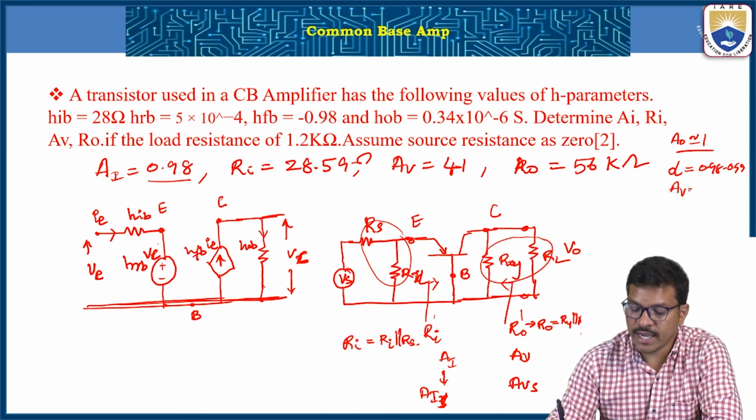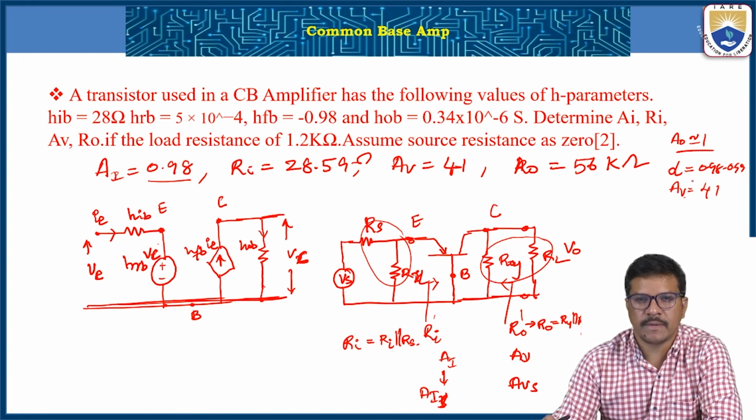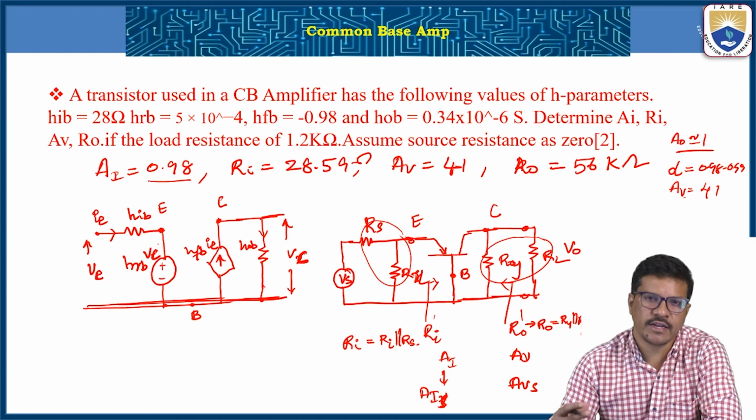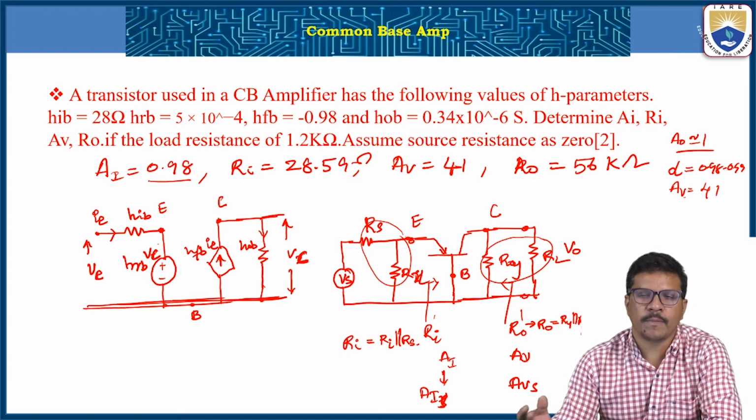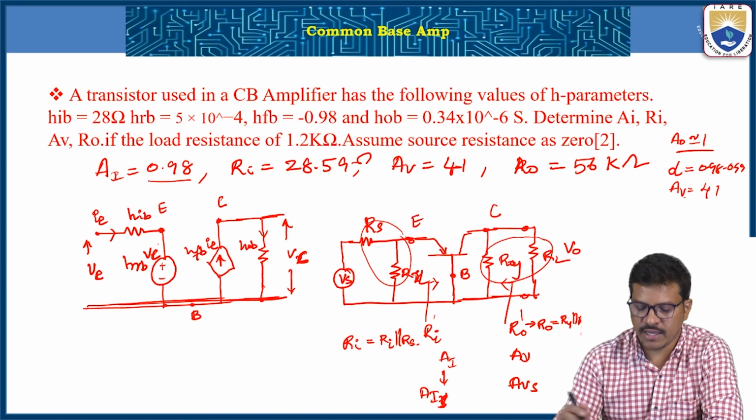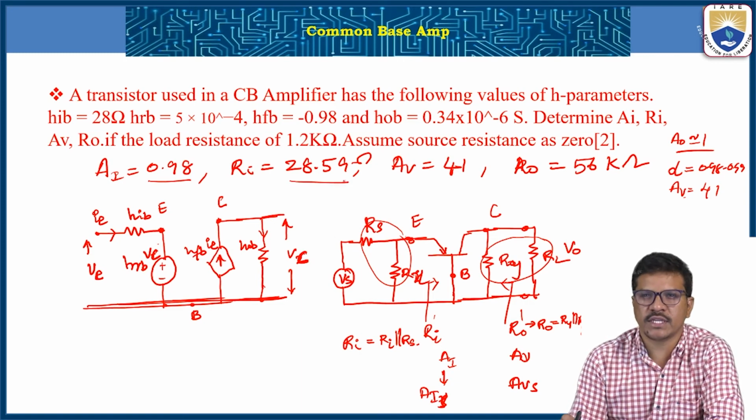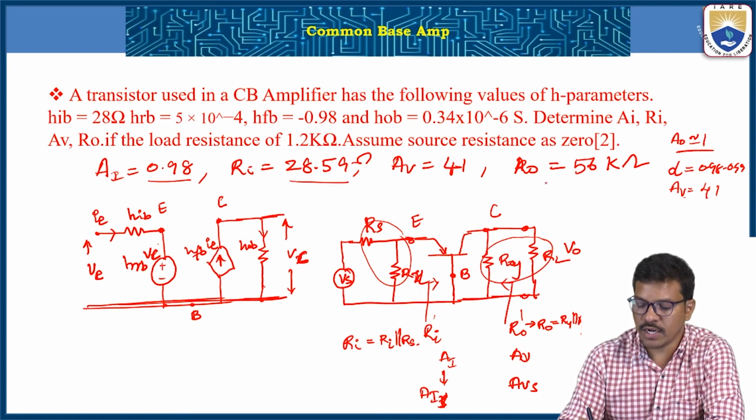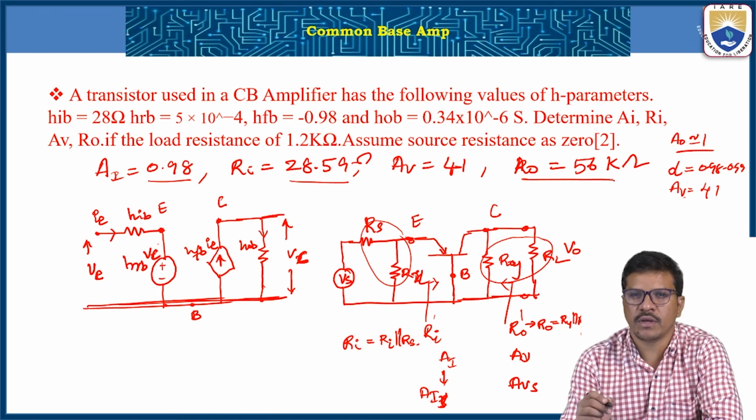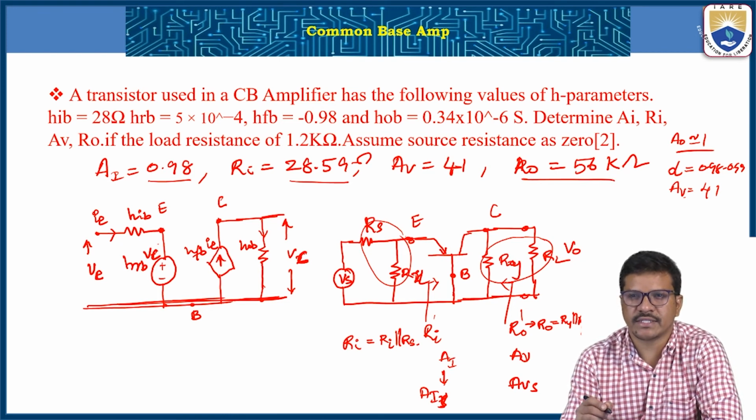Whereas the voltage gain is a large value. So in the common base configuration, voltage gain is high, current gain is unity, and input resistance is low, output resistance is high. Here it is 28 ohms in the common base configuration. You will get R0 is equal to 56 kilo ohm. So this input impedance is small, output impedance is very large.